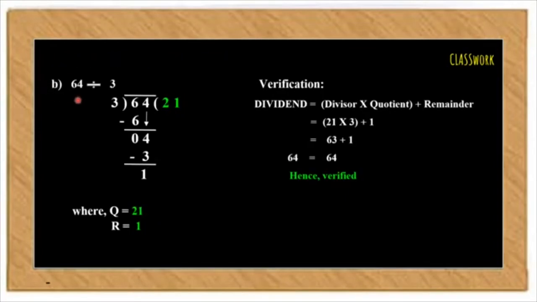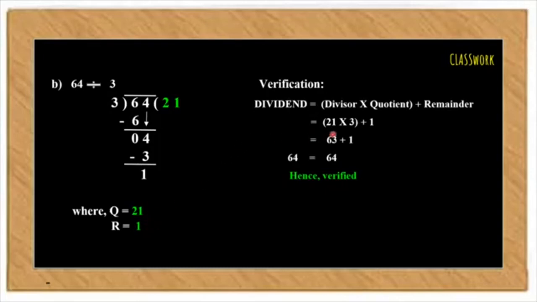Moving on to the B part, we have 64 divided by 3. We consider the first digit of the dividend, that is 6, and start dividing. 3 multiplied by 2 is 6. When we subtract, we get 0 as the answer. We bring down the second digit of the dividend down and divide further. 3 multiplied by 1 gives us 3. On subtraction, we get 1 as the answer. Therefore, the quotient is 21 and the remainder is 1.